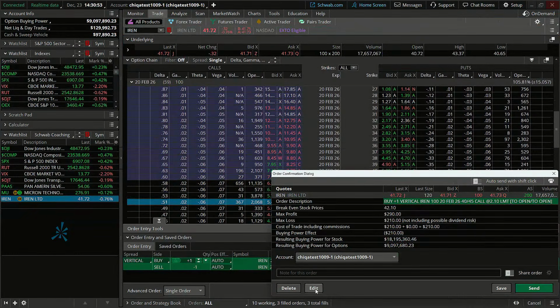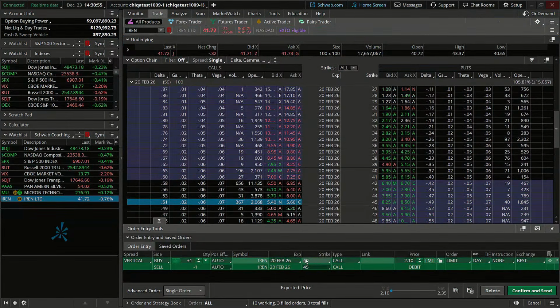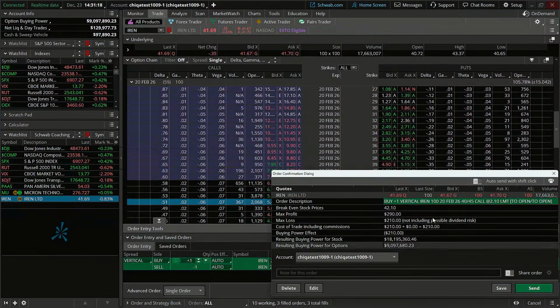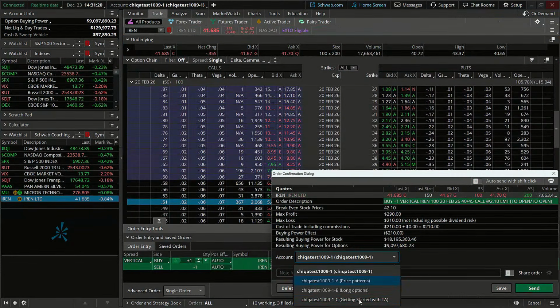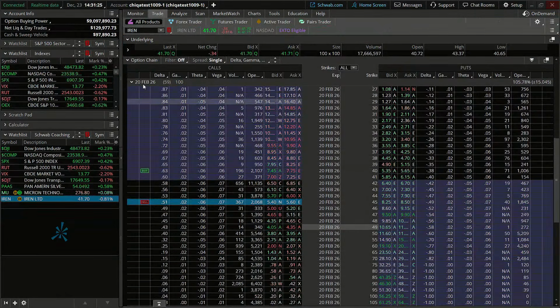Where we break even, if price actually moves, is if we take that long strike plus our debit. That's going to give us that level where we actually break even on this trade. So we really only need a little bit of a directional move. But if it moves above 45, that's where we're going to see our max profit in this case with this vertical spread here. So I'm going to confirm and send this trade. Make sure I place it in the getting started with technical analysis one here.